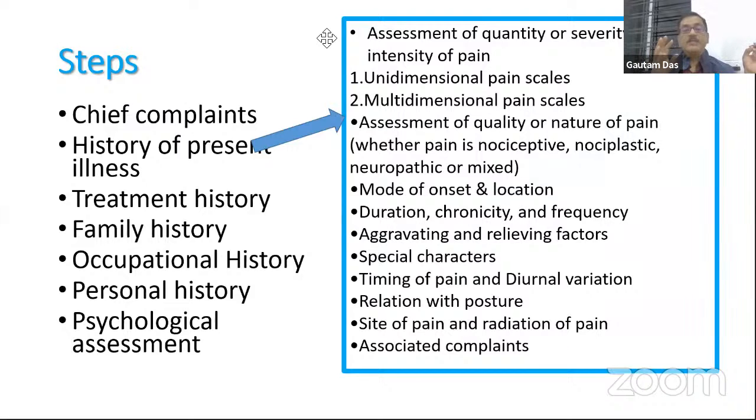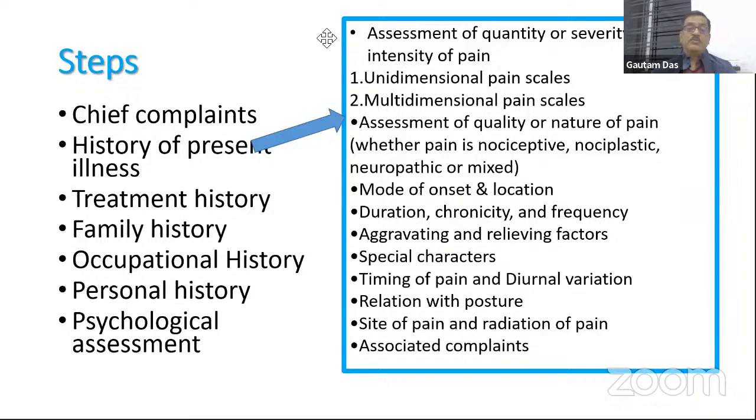So similarly, if there is any special character, then timing of the pain and the diurnal duration, when does the pain appear? Like in cluster headache, this is also called the alarm clock headache. Every night the pain comes. So what is the timing? Any diurnal variation, like inflammatory arthritis pain comes more in the morning, pain and stiffness, and then gradually reduces. Any relation to posture, like sacroiliac joint pain, if you are sitting, pain will be aggravated. And if there is any radiation and any other associated complaint, right?